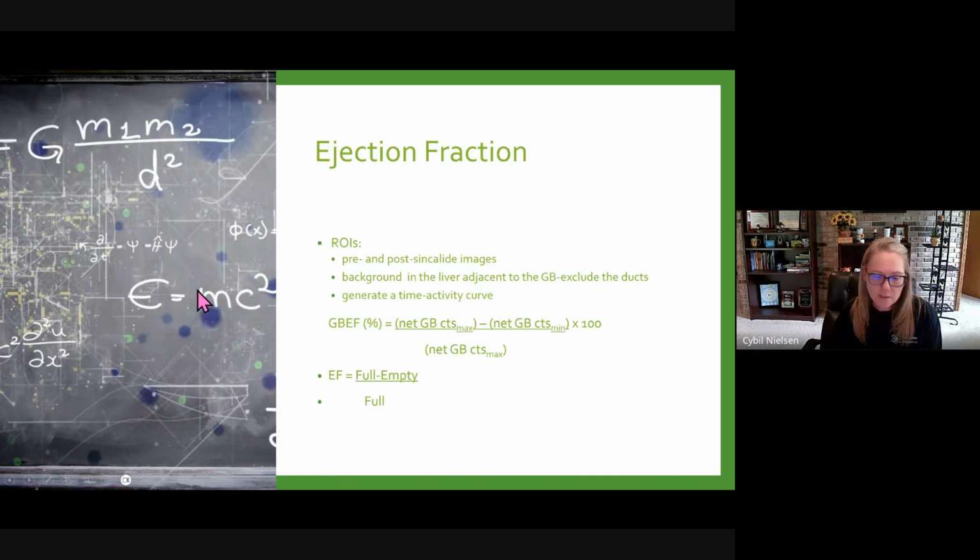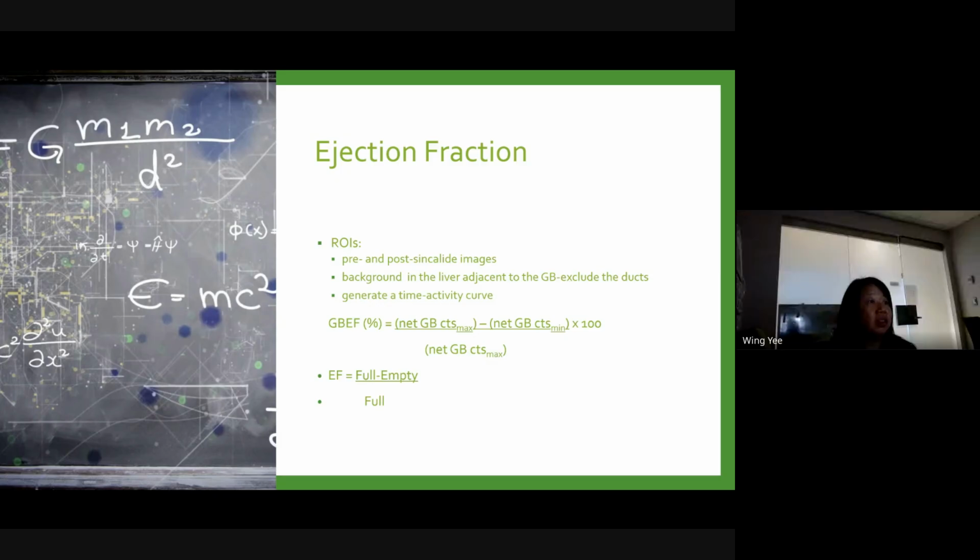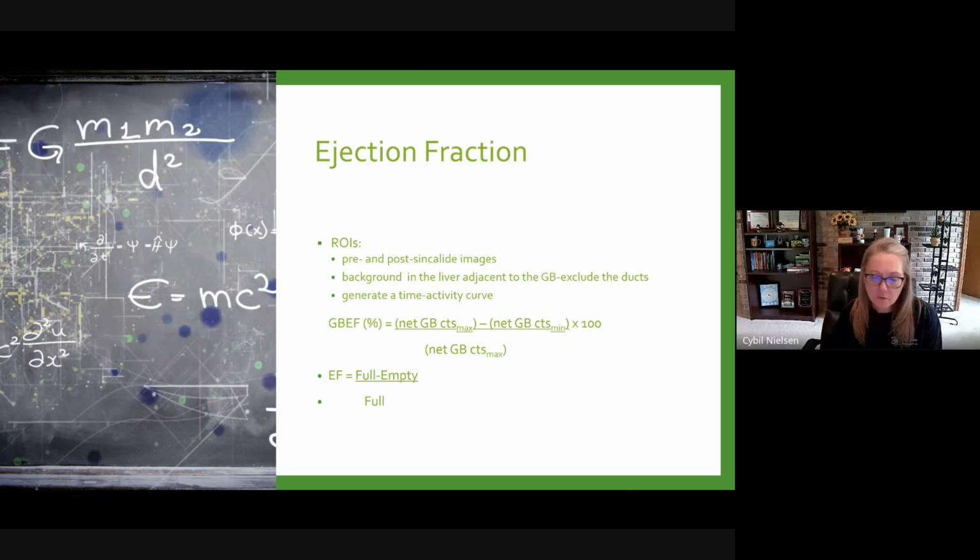All right, what is the equation for ejection fraction? The net gallbladder max minus the net minimum, and then over the max times 100. Yes, yes. So full minus empty divided by full, or big number minus little number divided by big number.